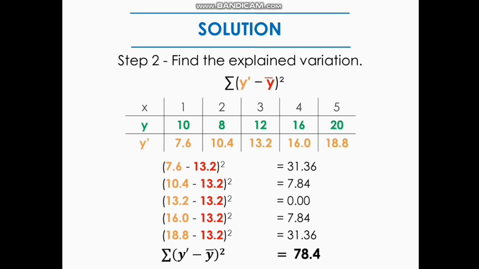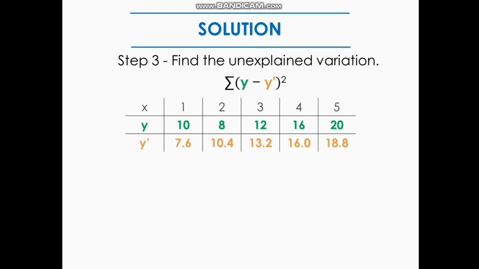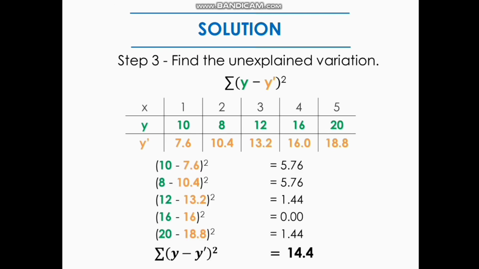Then the summation of the square of y prime minus the mean of y, or our explained variation, is equal to 78.4. Next, for our step 3, let's find the unexplained variation. To do this, let's substitute the values of y and the predicted values of y, or our y primes, to the unexplained variation formula. So the square of 10 minus 7.6 is equal to 5.76.